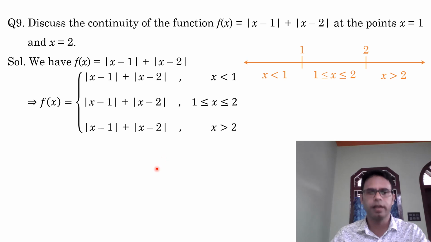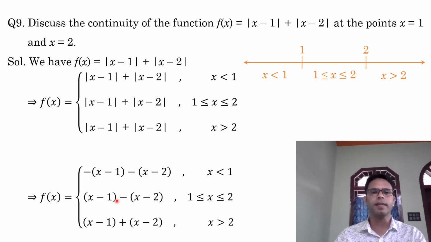Let us write that first, then it will be easier for you to understand. You see, when x is less than 1, then x - 1 is a negative number, so we write mod x - 1 is equal to minus of x - 1 by the definition of modulus function. And in the similar manner, mod x minus 2 is also negative for x less than 1. So here we get minus x minus 2.